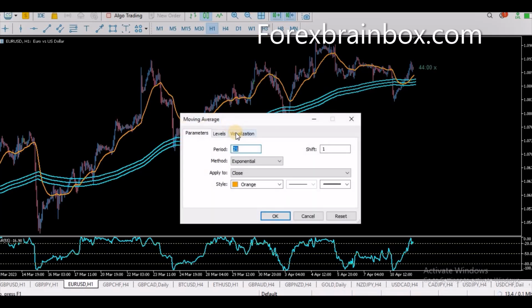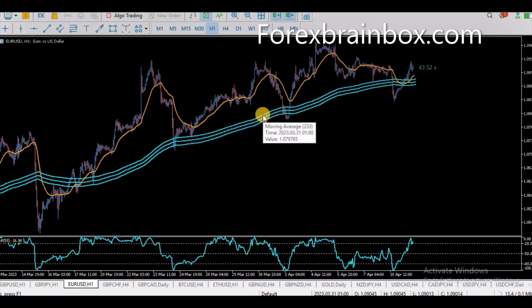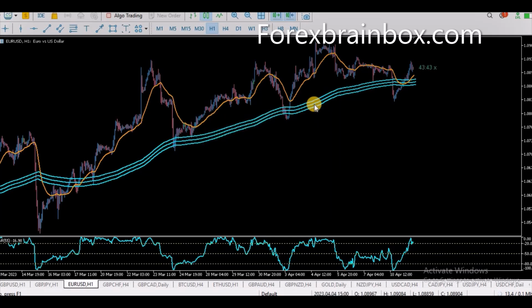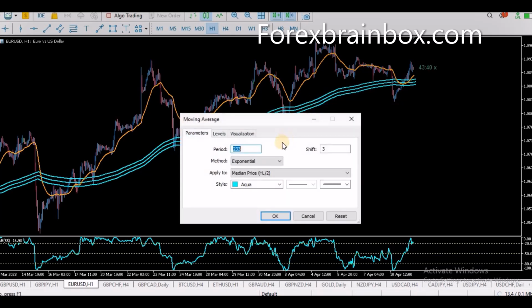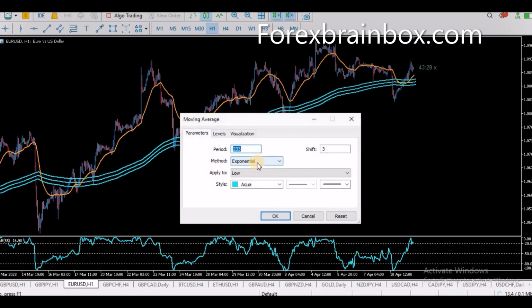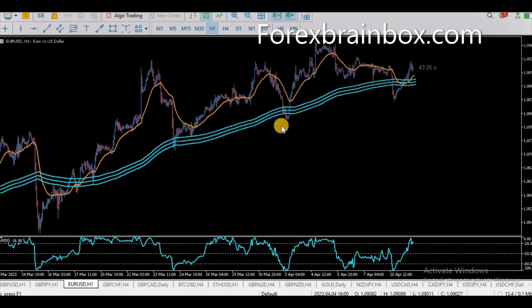We have our moving average 21, and you can see the setup right here. You can pause this and save it to add to your setup. Then we have 3 moving averages that are close together. You can see the setup: exponential 233, shift 3. The first one is applied to high, the middle one is applied to medium, and the last one is applied to low. These 3 moving averages together are called the home base, and I'm going to tell you why I call it the home base.